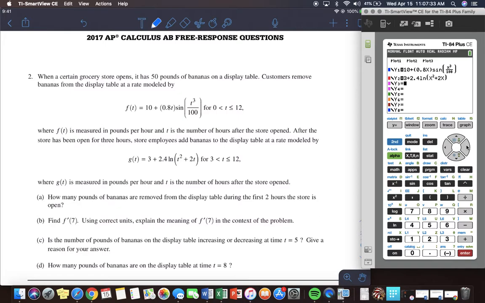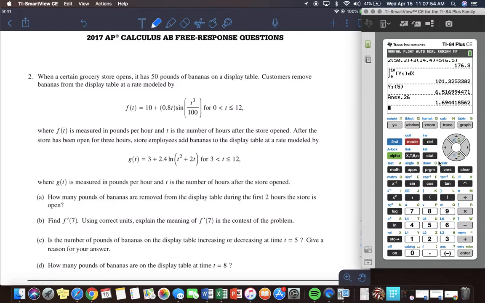Okay, again, because we have the trig, make sure you are in radian mode if you haven't changed that already. Whenever you're using a calculator on calculus, make sure you are in radian mode. Okay? All right. Part A, how many pounds of banana are removed from the display table during the first 2 hours the store is open?